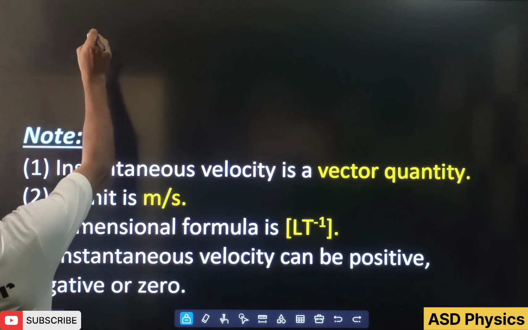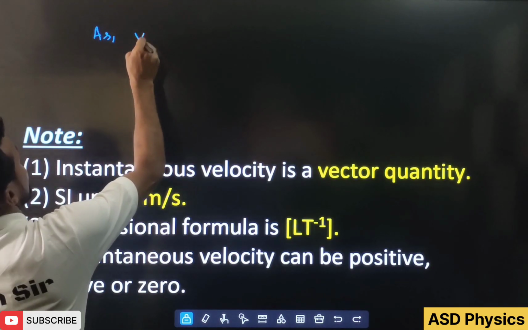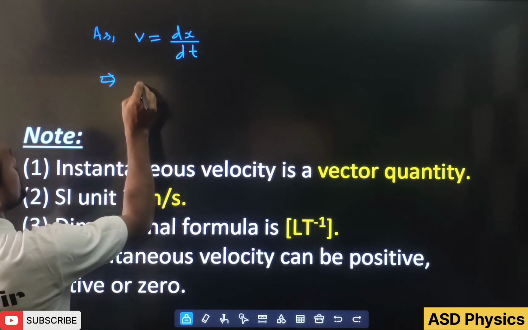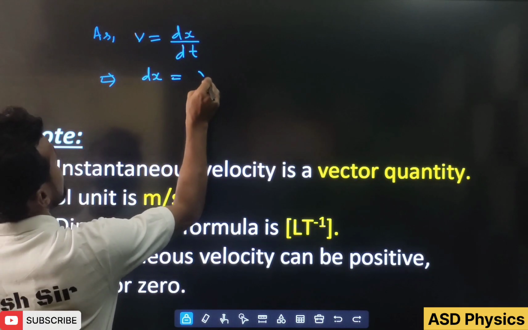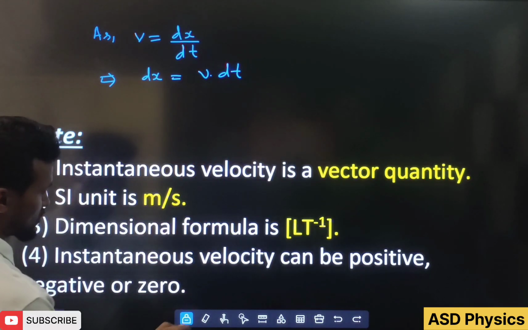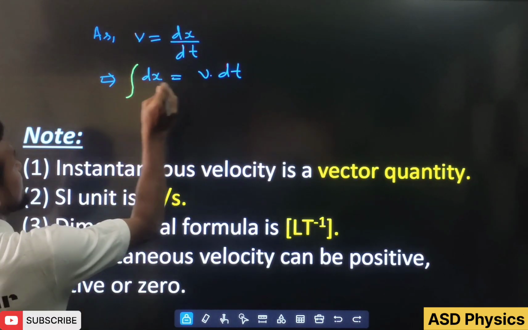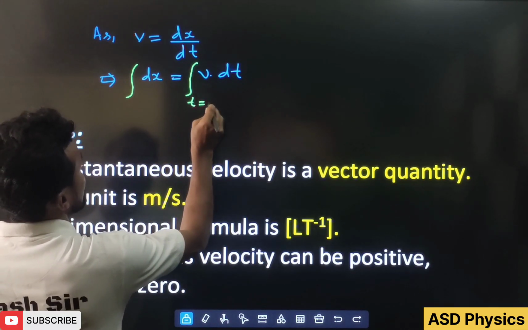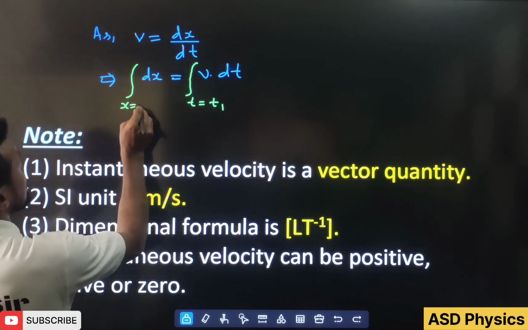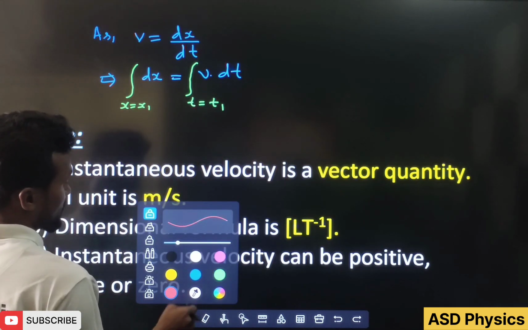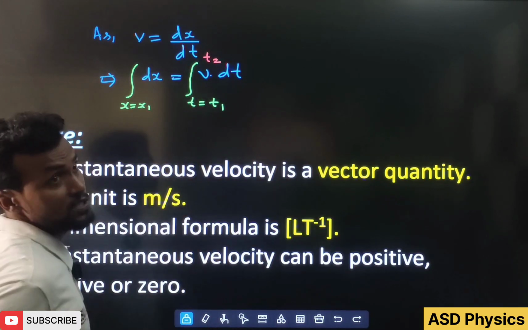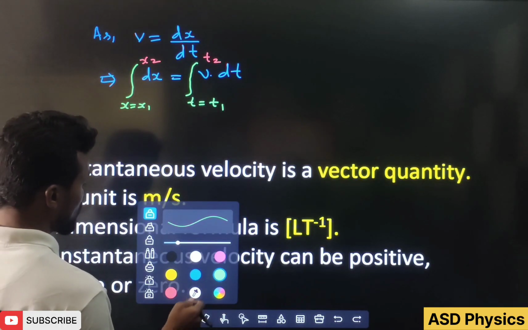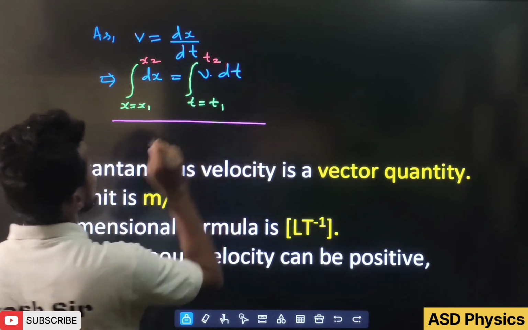Now again, as we know v equal to dx by dt. If I do the cross multiplication, I can write dx equal to v dt. Just a cross multiplication. After that, if I put the integration sign, and put the limits: for dt, let's take t equal to t1, and for dx, x equal to x1. This is called the lower limit. After that, the final time is t2 and the final position is x2. So this is called the upper limit. You can also write it in this form; this is also one form.